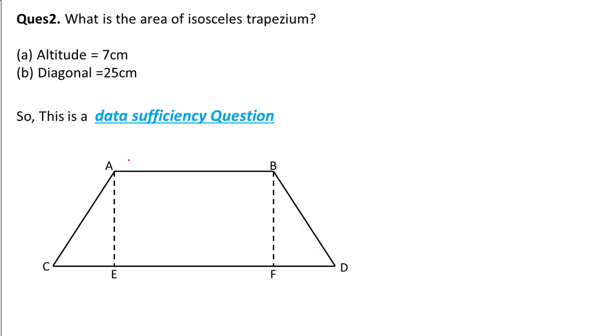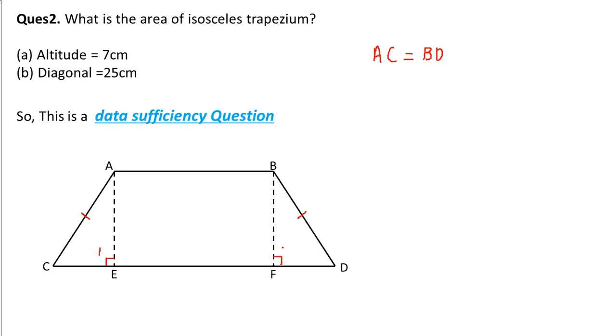So here I have an isosceles trapezium. Now what is an isosceles trapezium? In an isosceles trapezium, the non-parallel sides, in our case AC, is equal to BD. So if I drop two perpendiculars, then angle AEC would be equal to angle BFD is equal to 90 degrees.